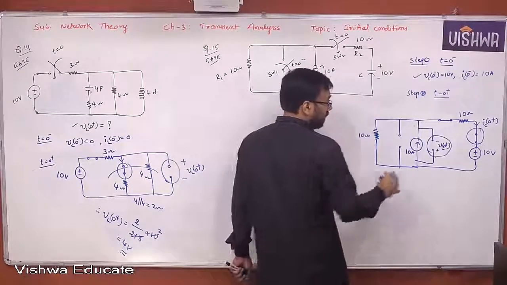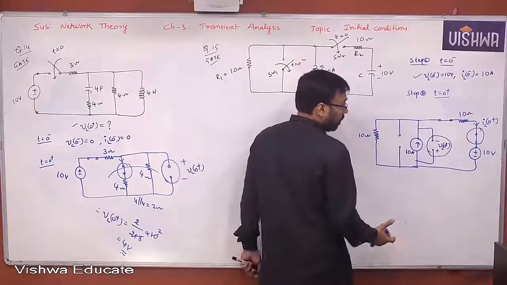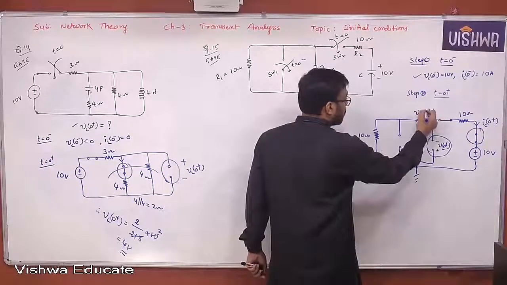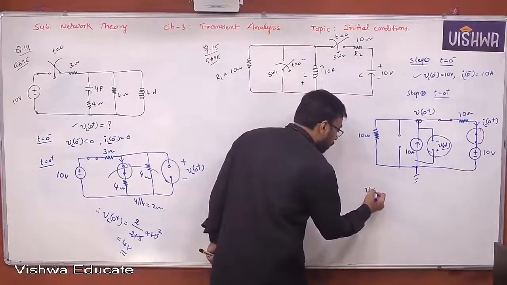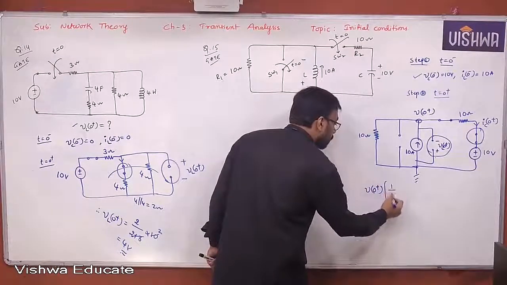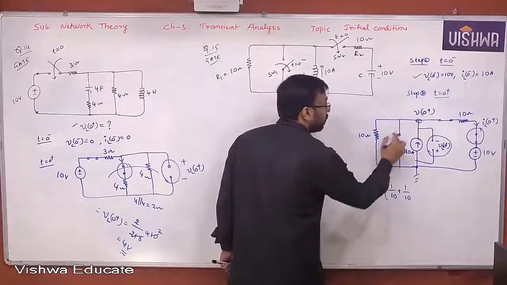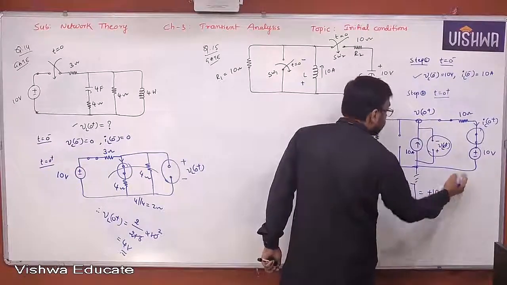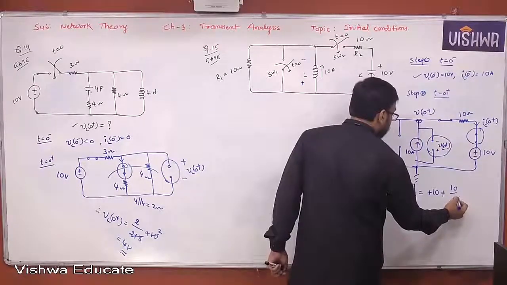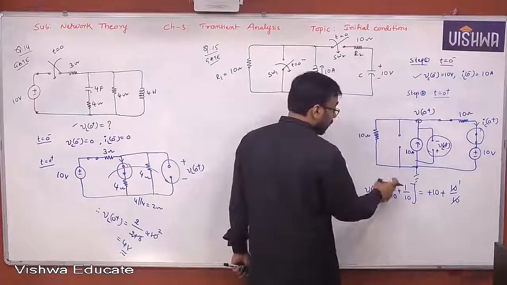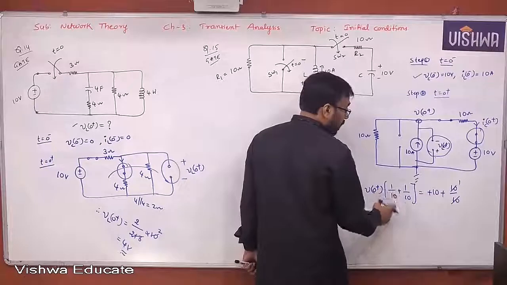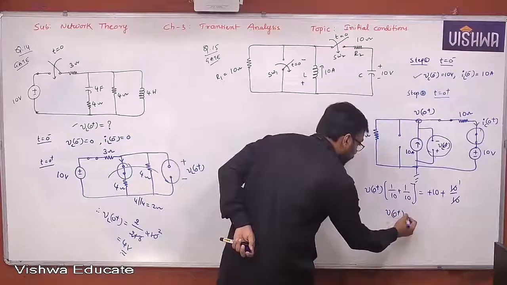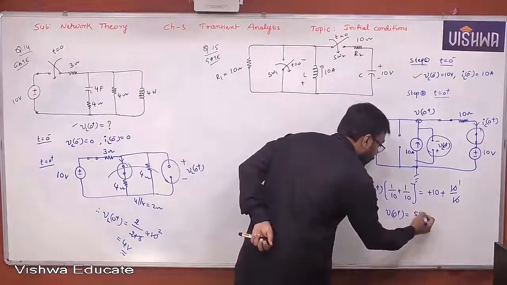Now, you would like to find these values. How do you find? Just simply solving the network. When you have multiple sources, obviously you can go with node analysis. V of 0 plus times (1 by 10 plus 1 by 10) is equal to 10 by 10 plus 10 by 10. So this is 2 by 10, 1 by 5. So V of 0 plus is 5 into 11, 55 volts.